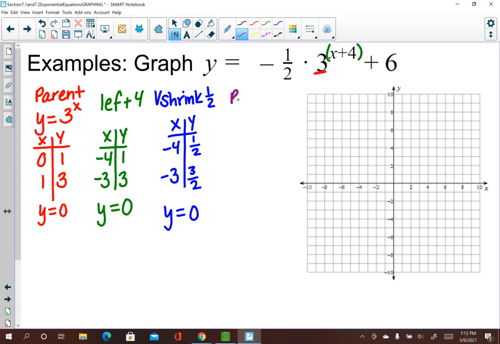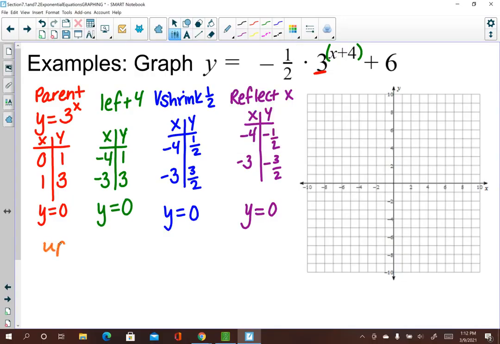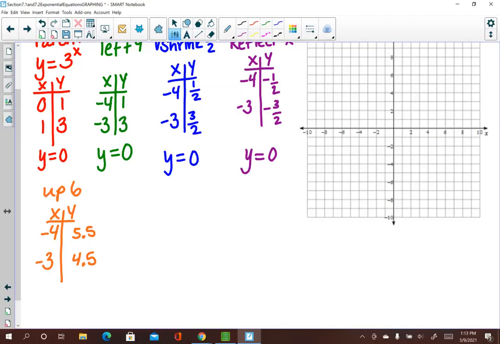So a negative on the outside means we reflect over the x-axis. In order to reflect over the x-axis, we multiply all of our y's by -1. So we have -1/2 and -3/2. 0 times anything is still 0, so you would leave your asymptote as y equals 0. And then we have a last transformation on the end, +6, which means move up 6 units. So we get 5.5 and 4.5 when we add 6 to our y's. And we also need to remember to add 6 to our asymptote, which is a y. 0 plus 6 is 6.